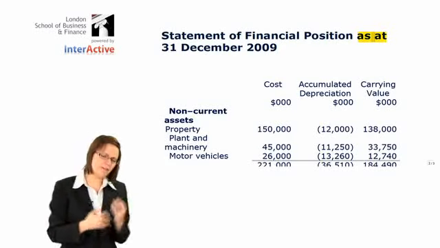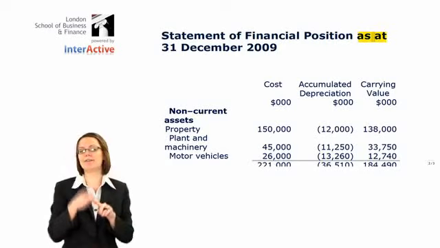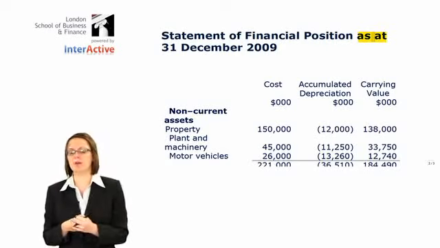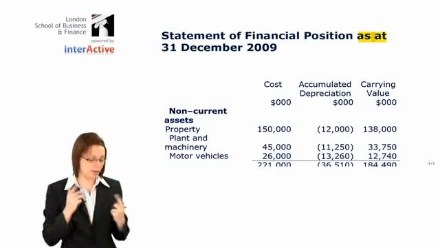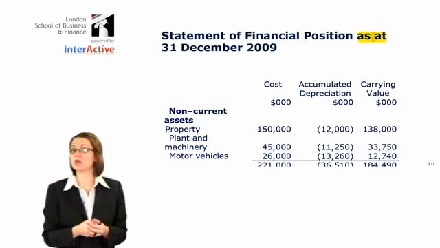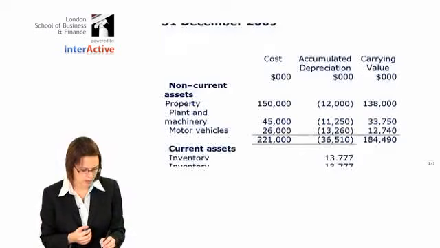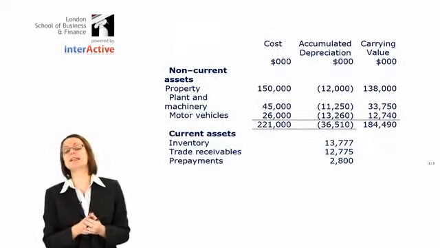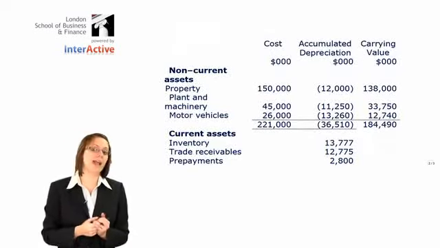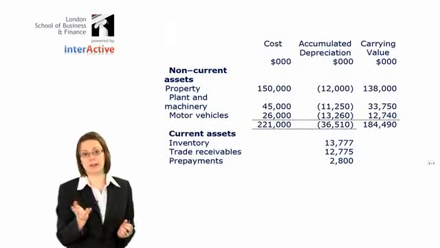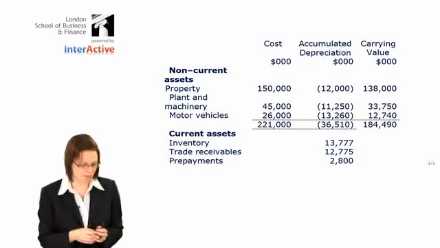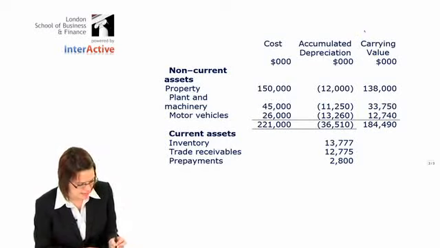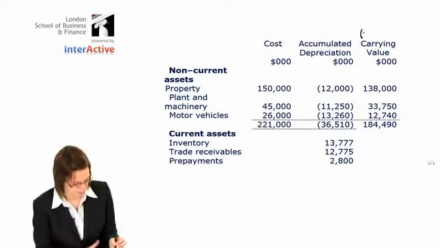Now, with the statement of financial position, this time we have three columns. Okay, three columns. And with these three columns, you can see we've got some headings at the top. Cost, accumulated depreciation, and the carrying value. Now, carrying value, sometimes you might see it referred to as its net book value.